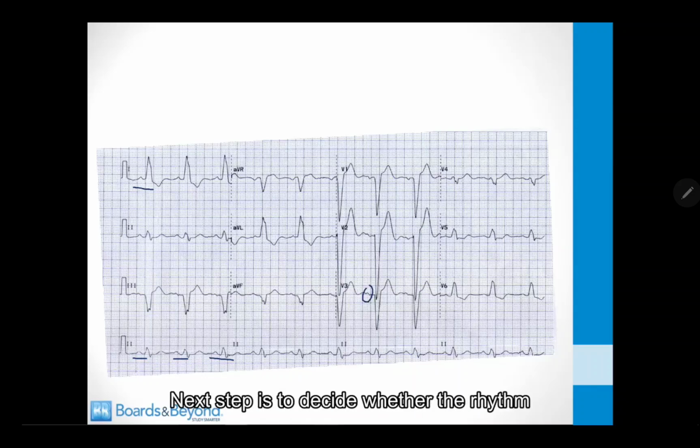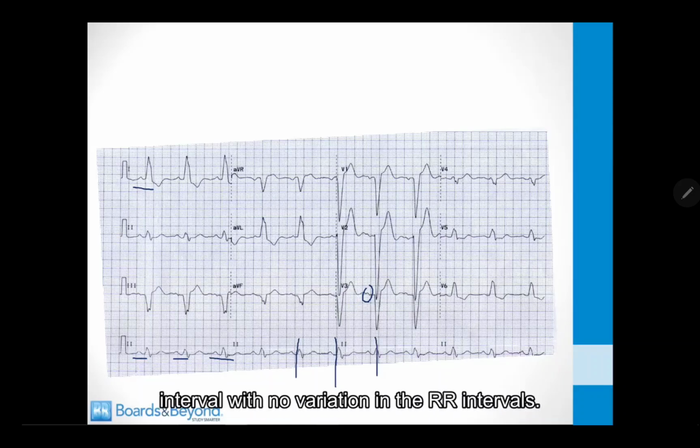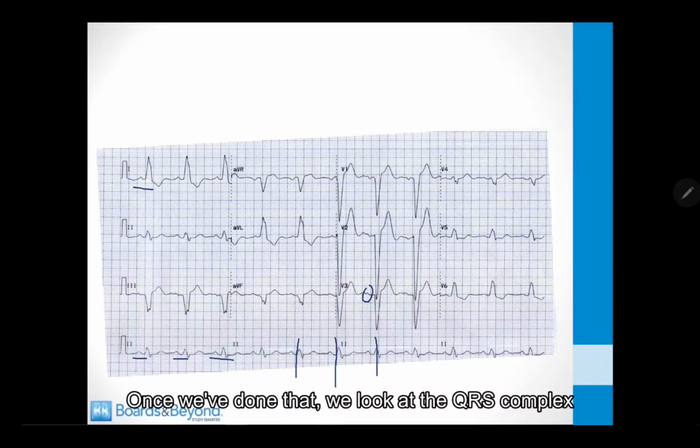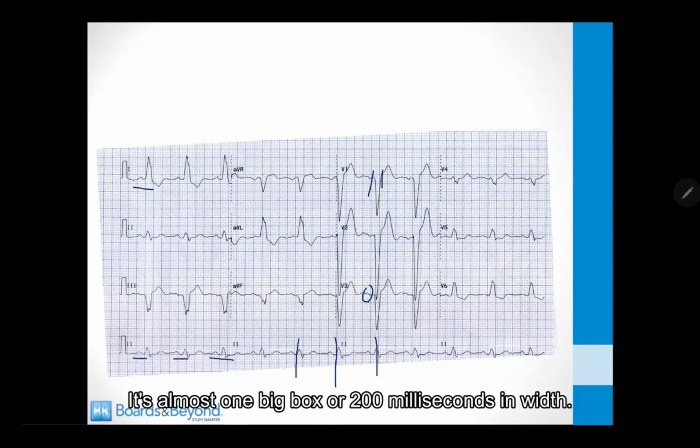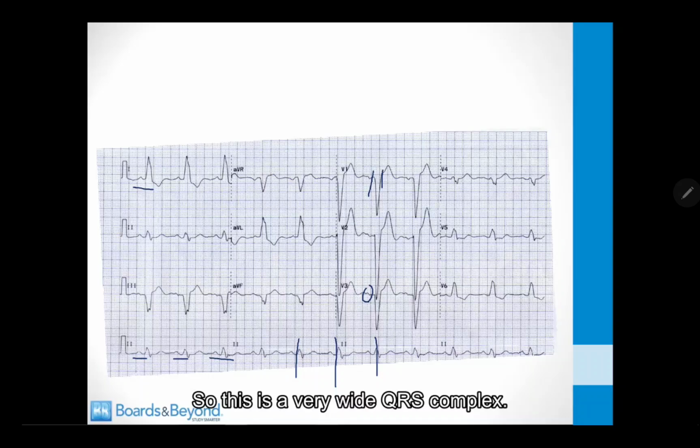Next step is to decide whether the rhythm is regular or irregular, and hopefully you can identify that this is a regular interval with no variation in the RR intervals. Once we've done that, we look at the QRS complex, and hopefully you can see that this is a wide QRS complex. It's almost one big box or 200 milliseconds in width, so this is a very wide QRS complex.